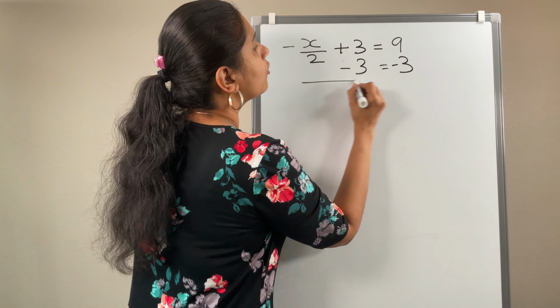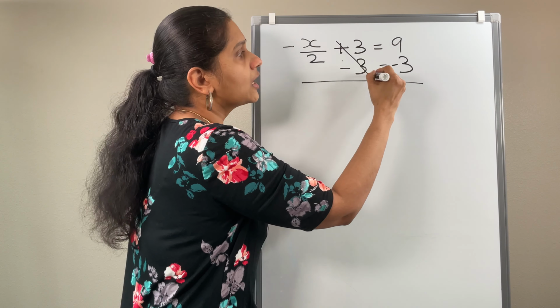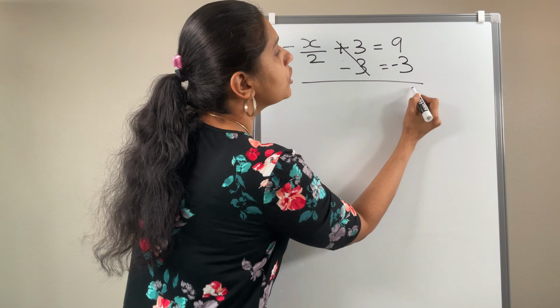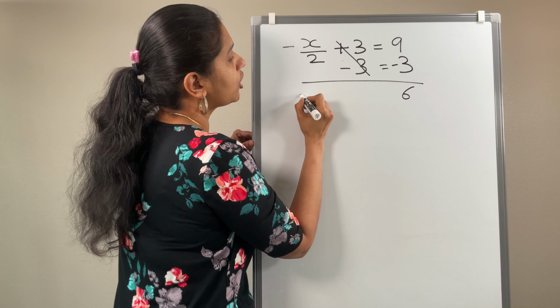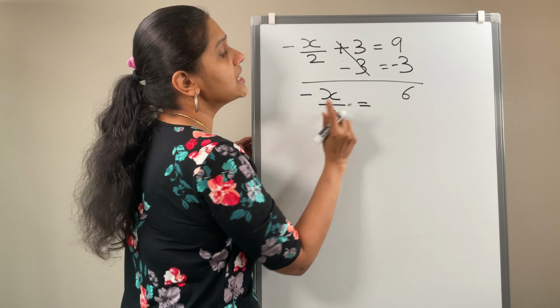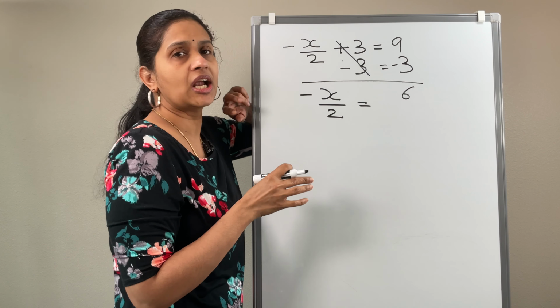As a result of it, what will happen? The positive 3 and negative 3 will get cancelled out. It will become 0. Now, what is 9 minus 3? It's going to be 6. So, here what is left behind? Minus x by 2. So, minus x by 2 equal to 6. That is what is available now. That is the first step.